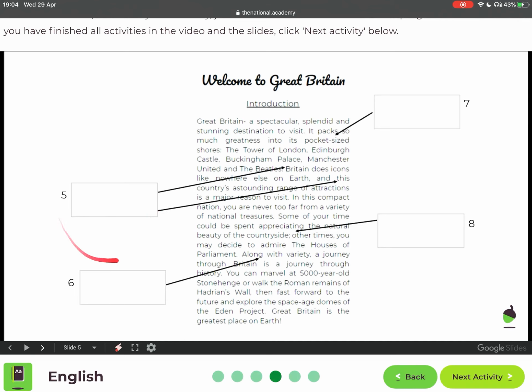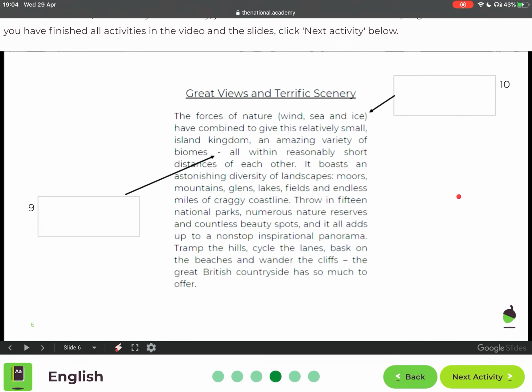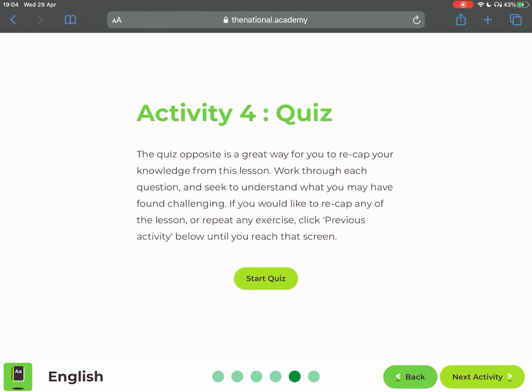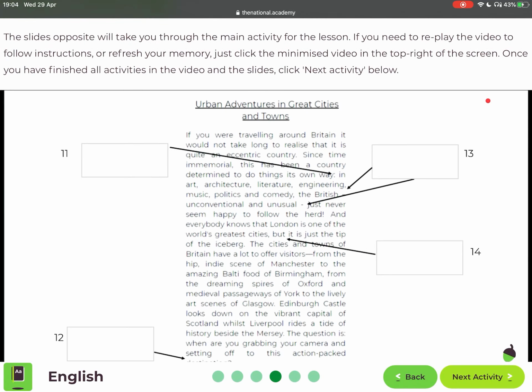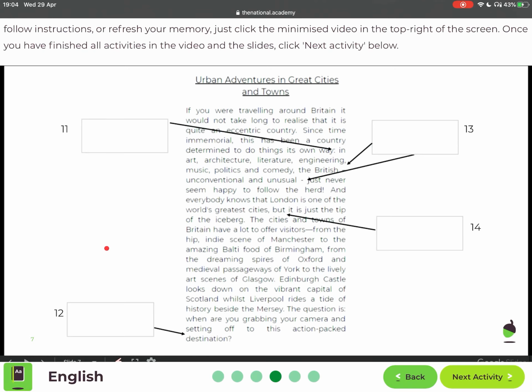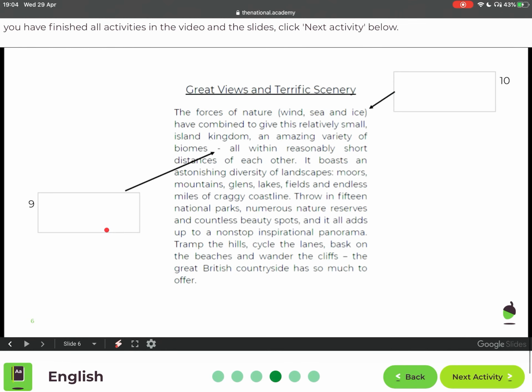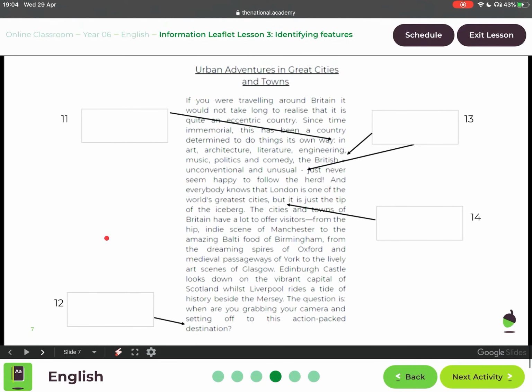I can't remember this one, I'll just check. This should be a fronted adverbial. This should be semicolon. This should be a dash. This should be brackets. And then this should be colon. This should be rhetorical question.